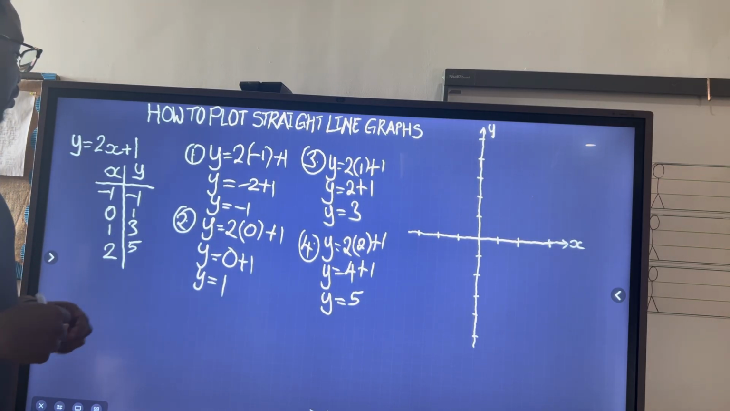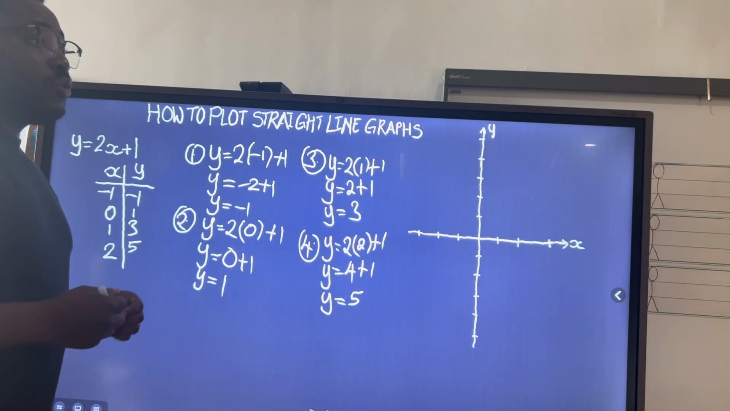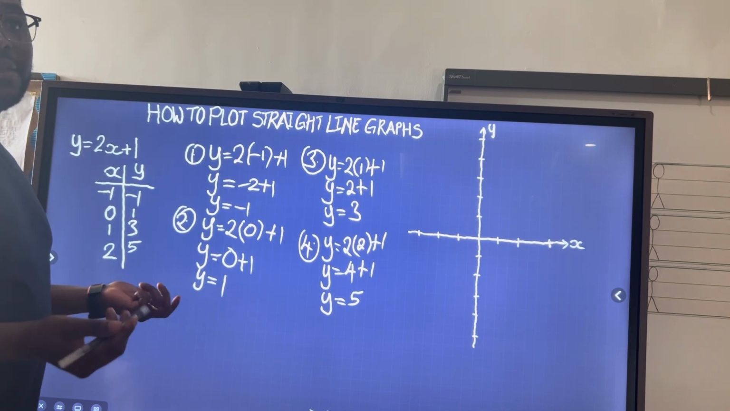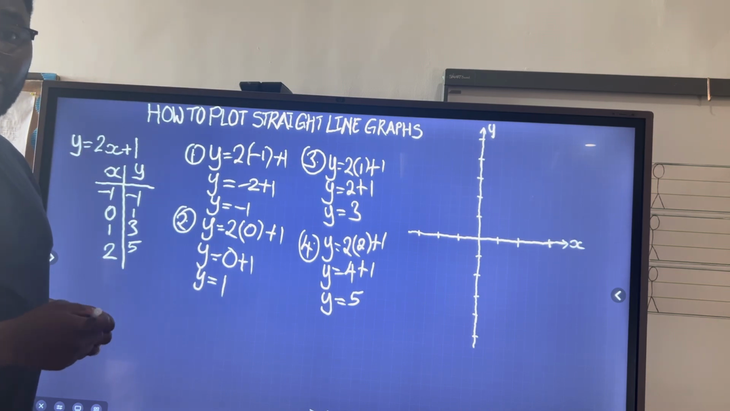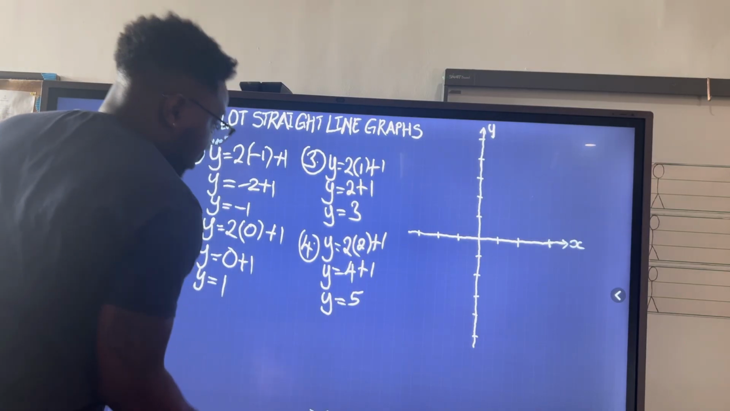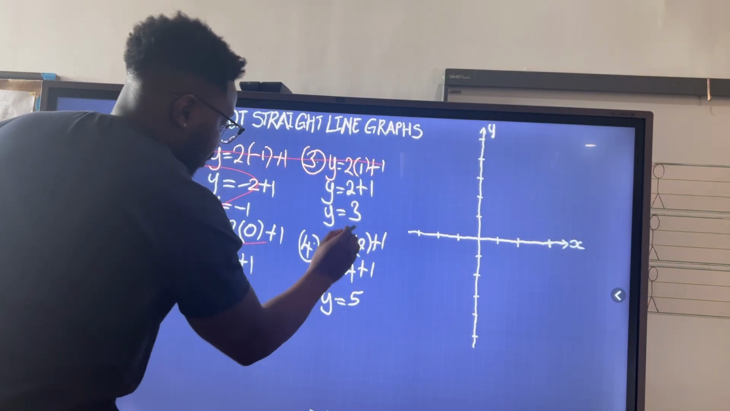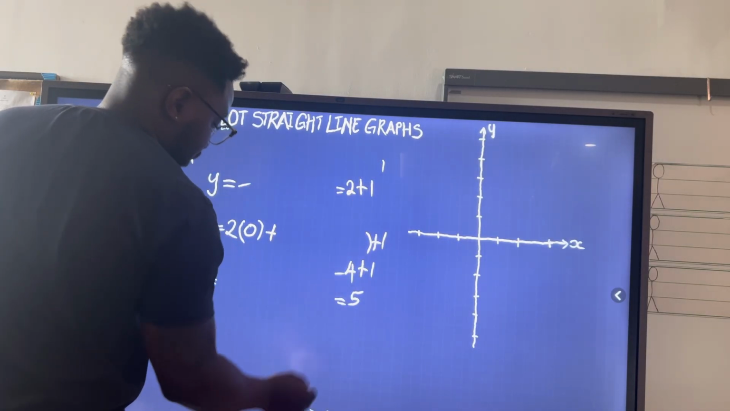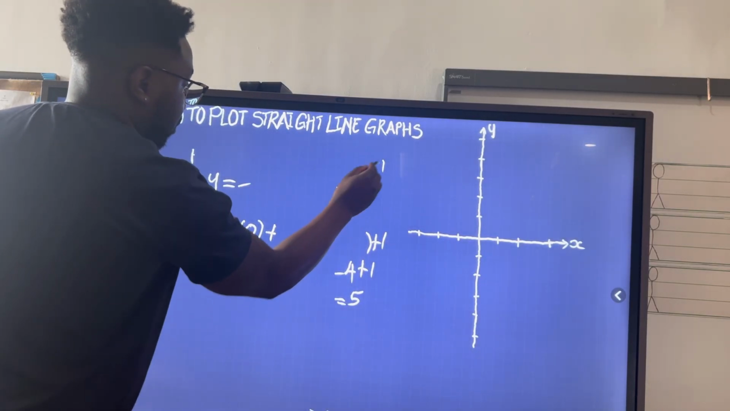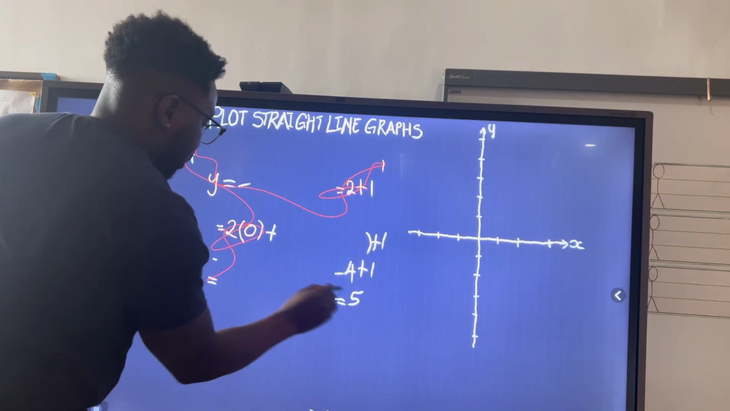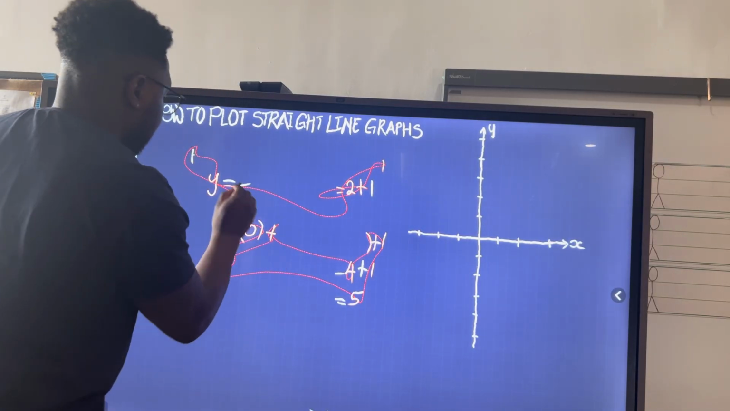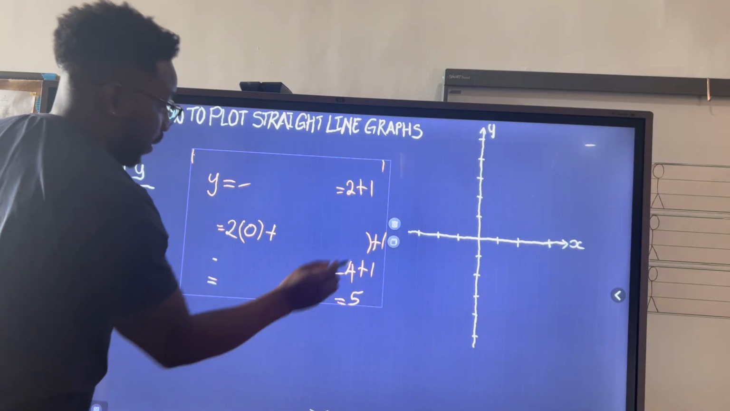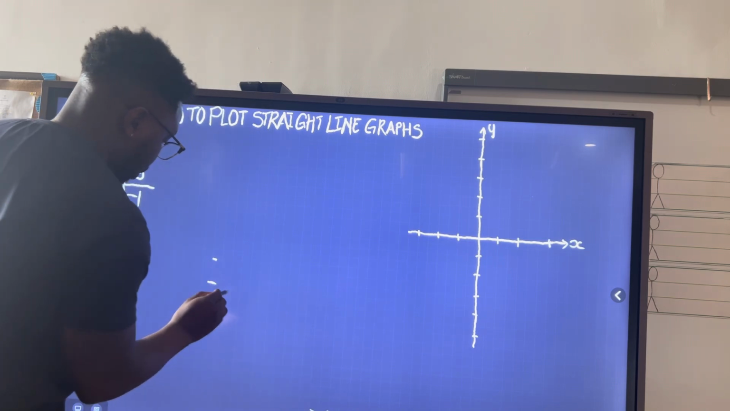Now I want to write them in coordinate form, because usually you might be asked to write an answer in coordinate form. So I want to write my x and y values in coordinate form. Just allow me to erase that, so it's easier for us to see what I'm talking about. There we go, all done.